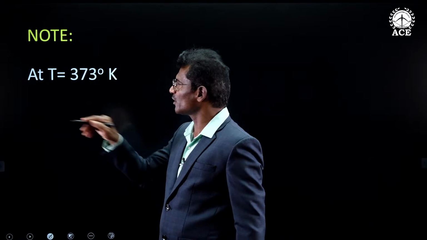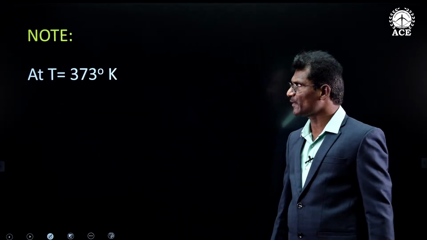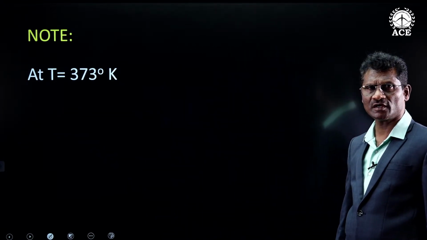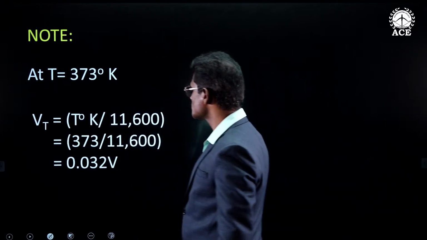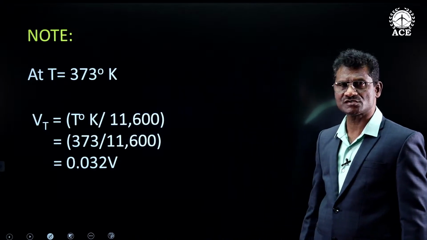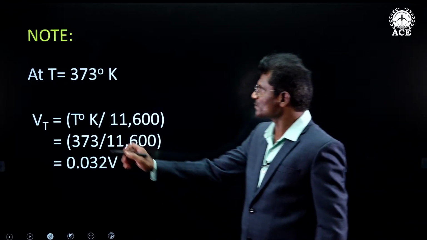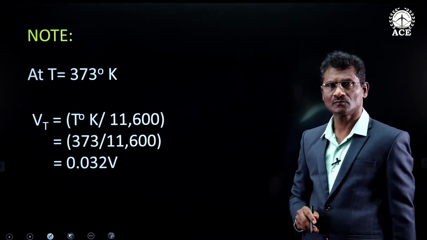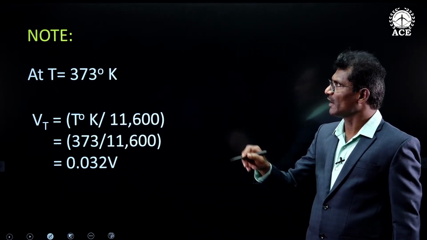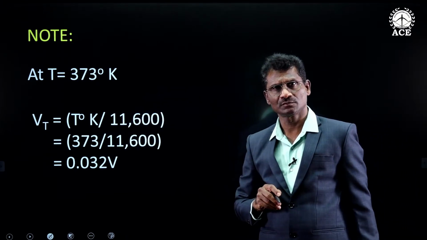And here I am writing a note. Temperature is given as 373 degree Kelvin. Equation for Vt is T degrees Kelvin by 11,600. Substitute this temperature here and simplify. Now you will recall why I am putting it as a note.